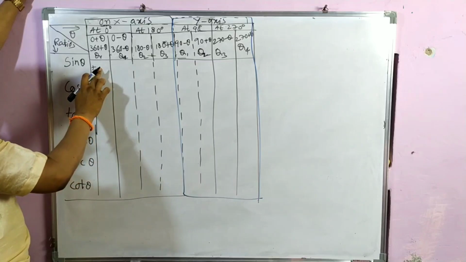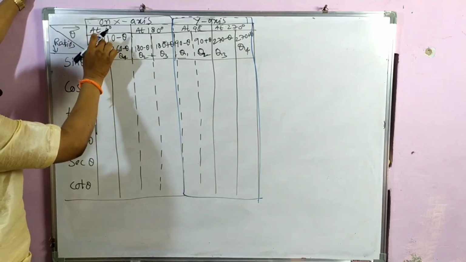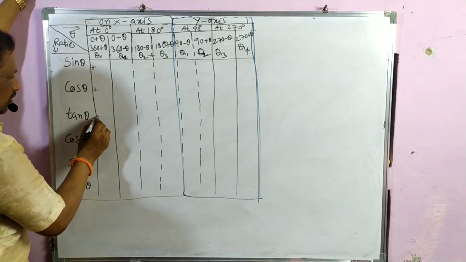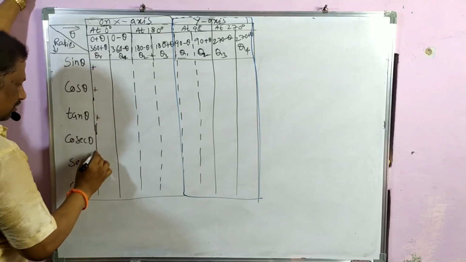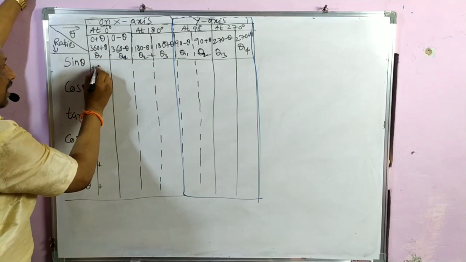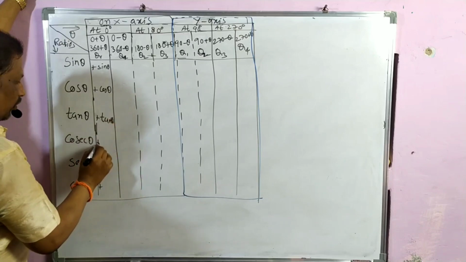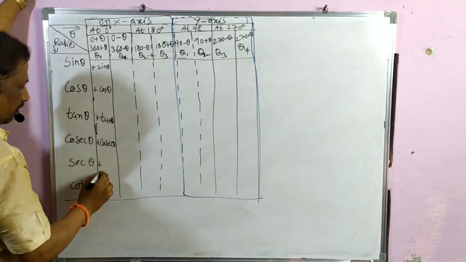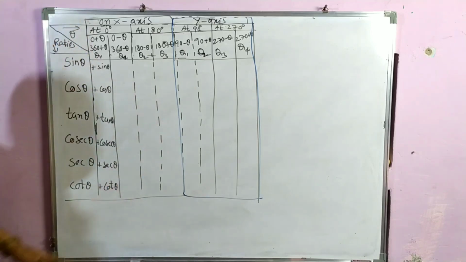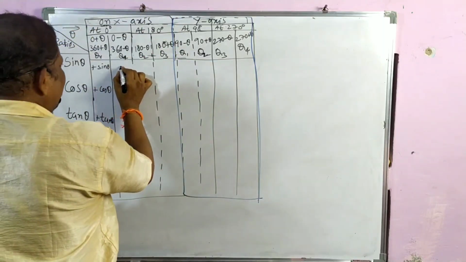So ratio does not change because it is operating on x-axis. 0 plus theta, 360 plus theta are in first quadrant. In first quadrant all are positive. And ratios also do not change because it is operating on x-axis. So sine becomes sine only, cos becomes cos only, tan only, cosecant only, secant same thing, cot also same thing. So all ratios will come as they are.